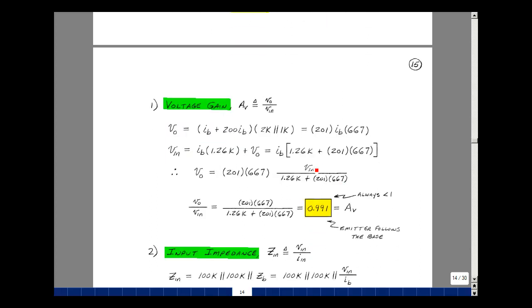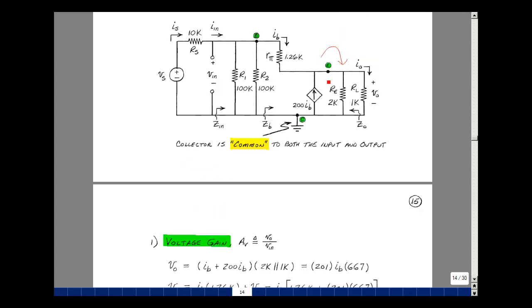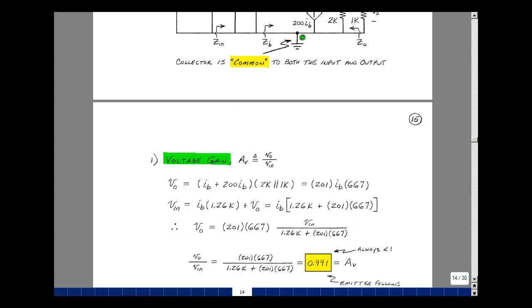Now I can solve for V out divided by V in. It's going to be this term divided by this term. But notice that this term in the numerator is also in the denominator. Voltage gain is a little bit less than 1. The reason this is called an emitter follower, if we go back to the schematic, is that the output voltage is hooked up to the emitter to ground. The output with a gain close to 1 is following the input.